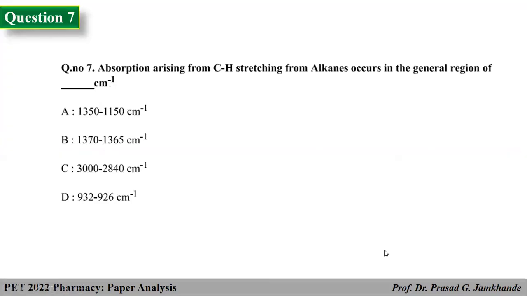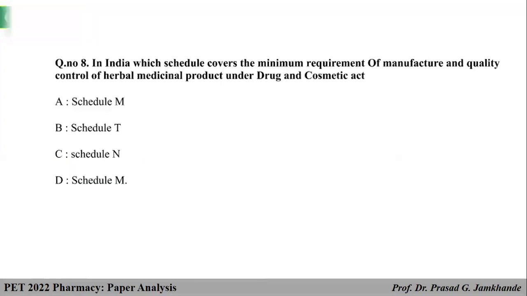Absorption arising from C-H stretching from alkane occurs in the general region of, and they have mentioned four options representing different wavelength regions. C-H stretching particularly occurs in 3000 to 2840 per centimeter, particularly this area. So the correct answer is the C option. This is a very straightforward kind of question. You know the correct values.